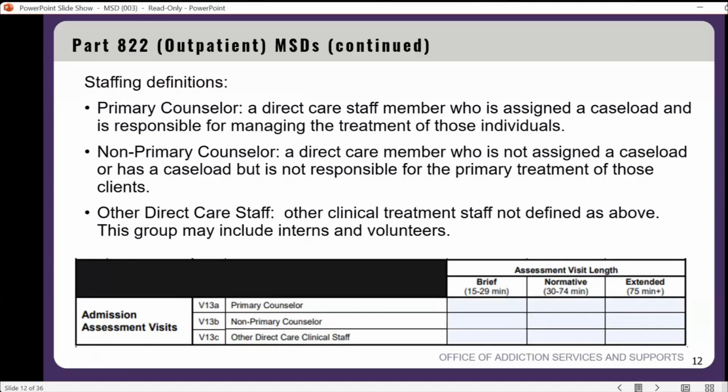Staffing definitions. Primary counselor is a direct care staff member who is assigned a caseload and is responsible for managing the treatment of those individuals. Non-primary counselor is a direct care member who is not assigned a caseload or has a caseload but is not responsible for the primary treatment of those clients. Other direct care staff is other clinical treatment staff not defined as above. This group may include interns and volunteers.